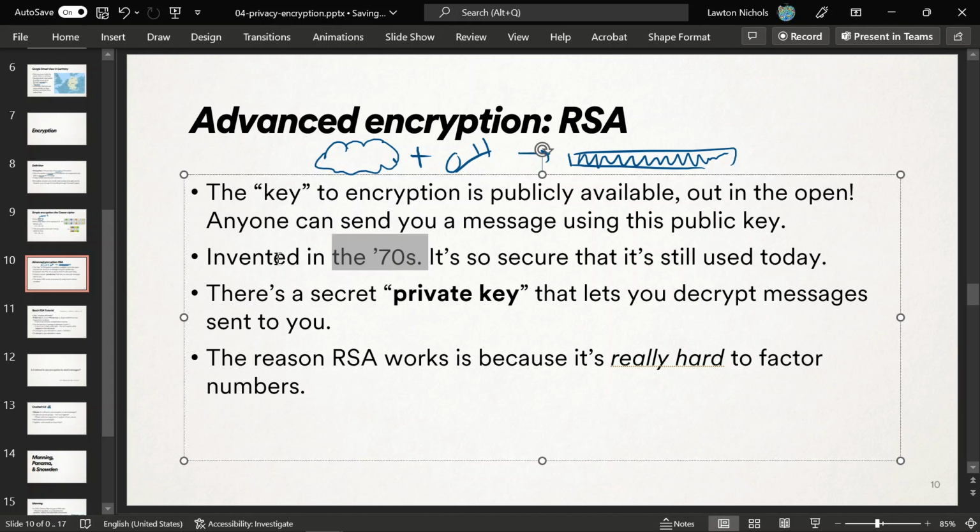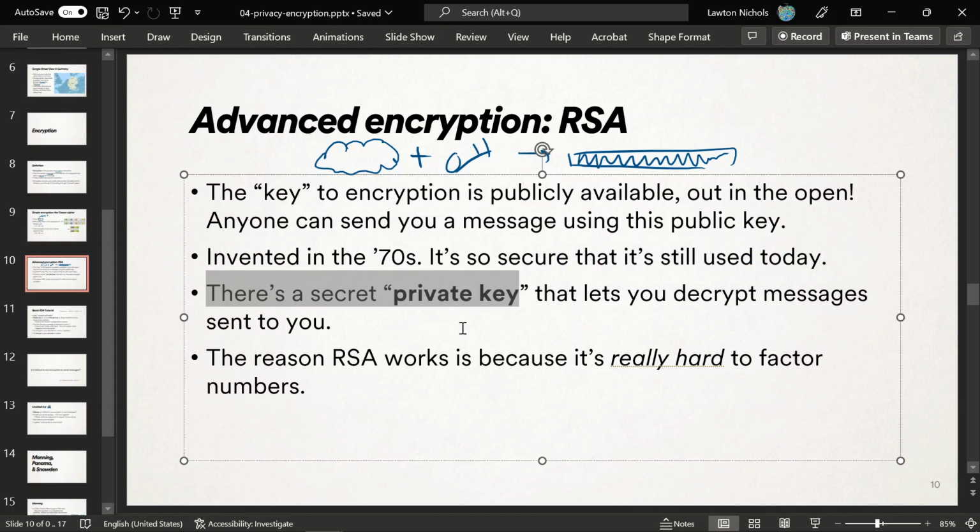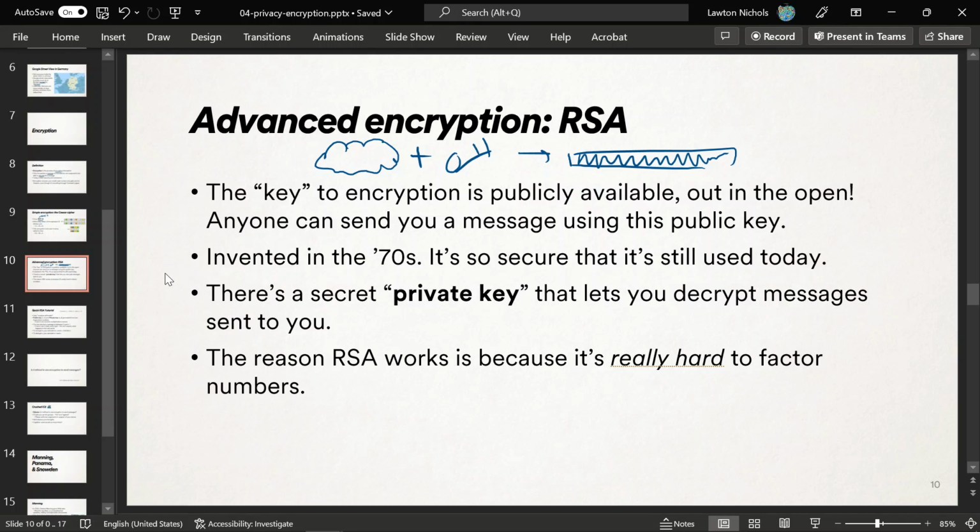It's very mathematically fancy that this works. It was invented back in the 70s, and a lot of things invented back in the 70s are now obsolete. RSA is still in use because it's so cryptographically secure. Then there's the other kind of key. There's a private key that lets you decrypt the messages that were sent to you using your public key. Okay? So here's the idea.